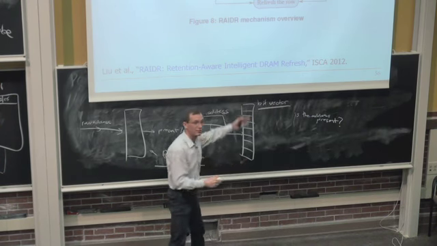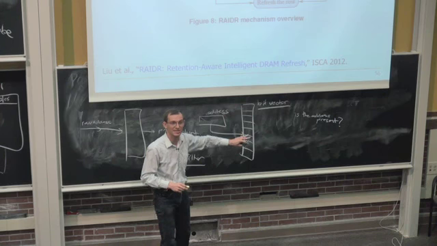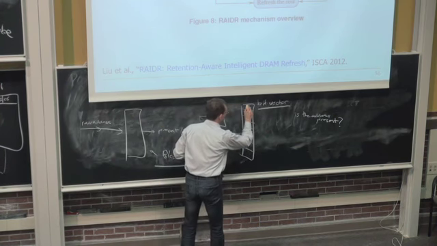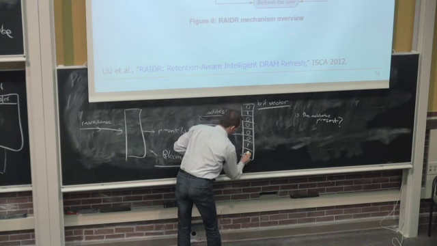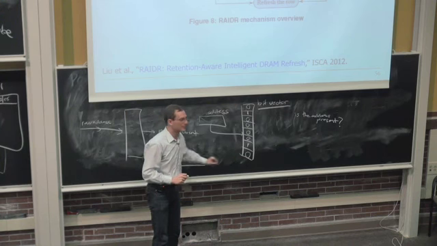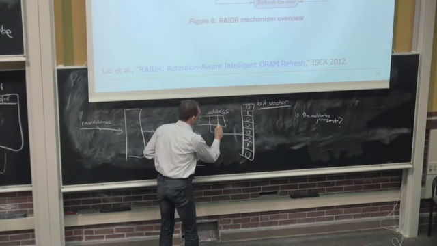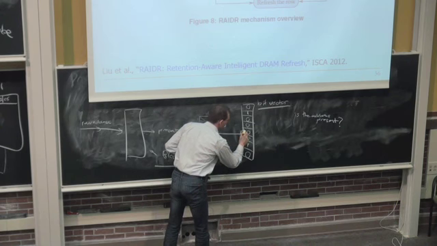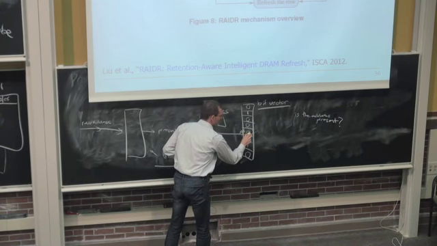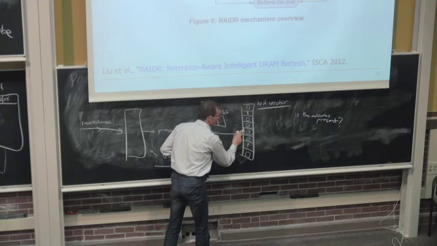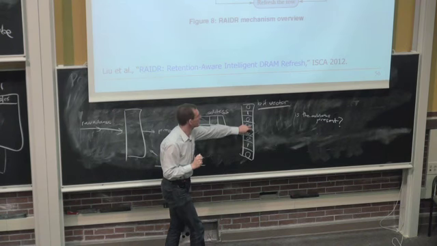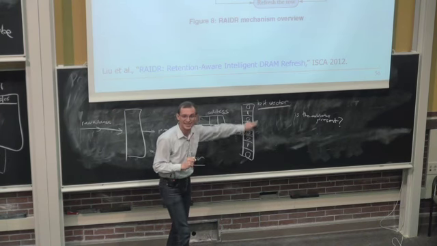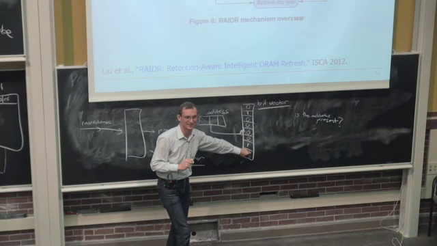Let's assume that you profile the retention times and come up with a Bloom filter like this, right? You index the Bloom filter with some bits and check whether the bit corresponding to that address is set or not set. If it is set, that means the address is present. If it is not set, the address is absent. Right? Does that make sense?